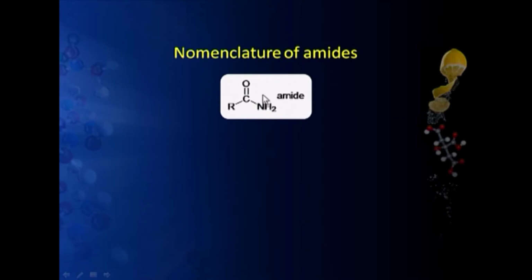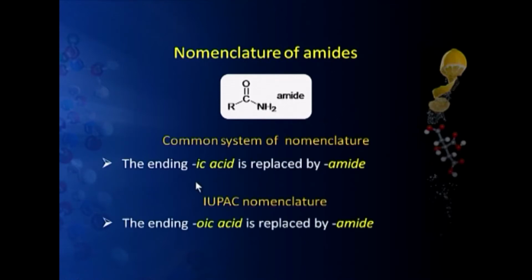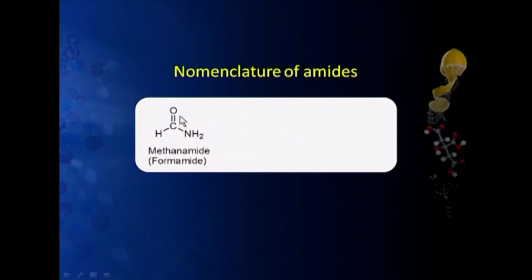These are amides where this is the NH2 group. In common system, ic acid is replaced by amide, whereas in IUPAC system, oic acid is replaced by amide. Let us take some example. This is a 1-carbon acid whose amide is here. So, 1-carbon acid is named as methanoic acid, and this amide is named as methanamide. The common name for the acid is formic acid, and this amide is called formamide. Then there is a 2-carbon acid, ethanoic acid or acetic acid, and its amide is named as ethanamide or acetamide.